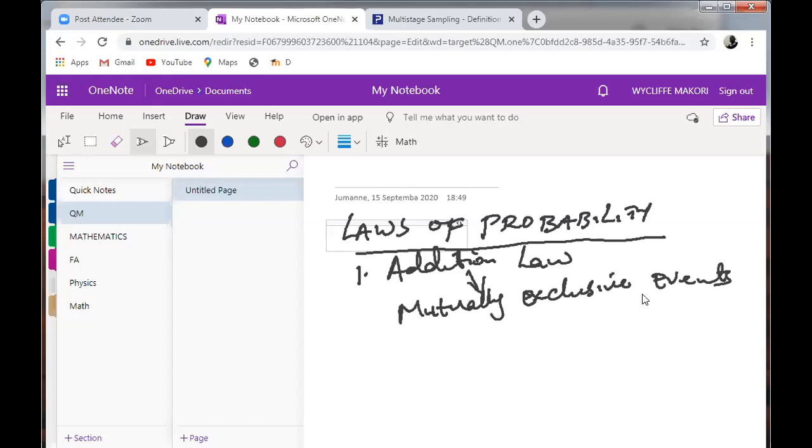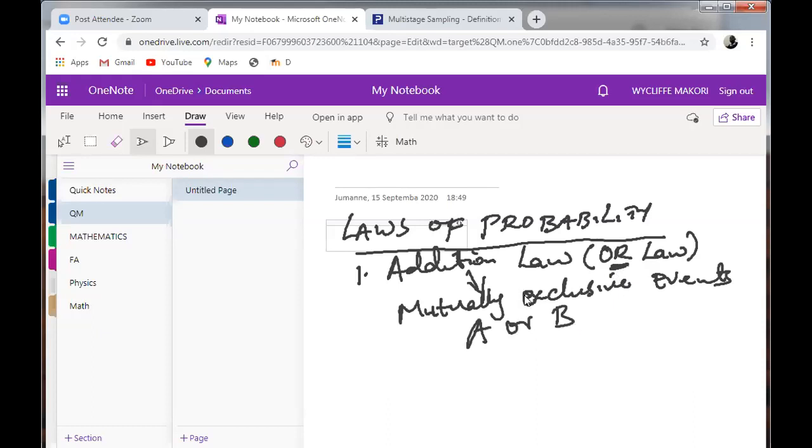Remember, we said the mutually exclusive events are those events which cannot occur at the same time. And you'll find this addition law is also known as the OR law. One thing you can note, if two things cannot happen at the same time, if I was to pick one person from two people, A and B, you will find it is going to be a case of using the word or. It is either I pick A or I pick B, but I cannot pick both of them.